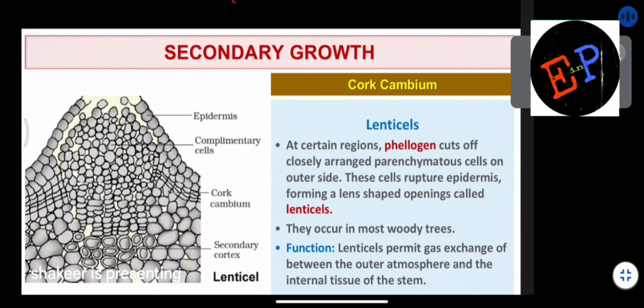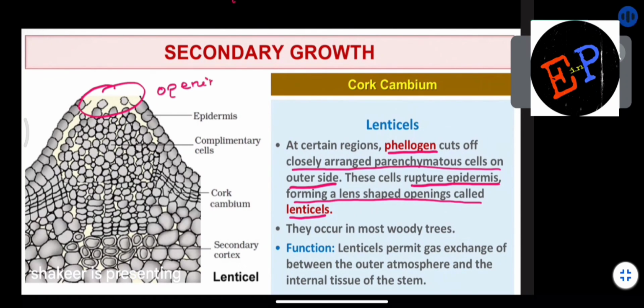So at certain regions, phellogen cuts off closely arranged parenchymatous cells on the outside. These cells rupture the epidermis, forming a lens-shaped opening, which is called lenticels. Are you able to understand, ma? So what is meant by lenticels here? Here you are seeing one opening, no, ma? This opening you are seeing here, no? This opening is nothing but a lenticel. Are you able to understand?